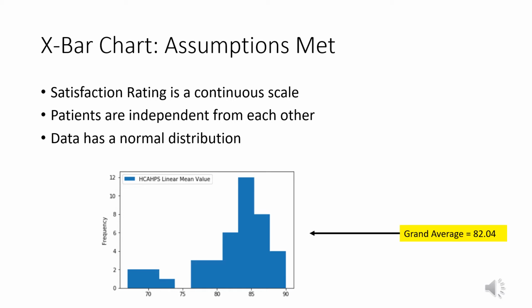Since we're going to be using an X-bar chart, 3 assumptions have to be met. The first one is that the satisfaction rating is a continuous scale, and that the patients are independent of each other, and that the data has a normal distribution. In this situation here, the histogram displays the distribution of the satisfaction rating. And you can see it's kind of normal, and the fact that the grand average is 82.04, which is right in the middle of the displayed histogram. And the process for creating this histogram will be shown later on in the presentation.